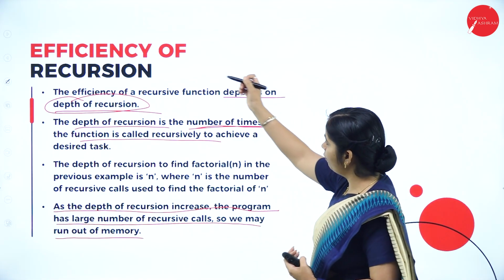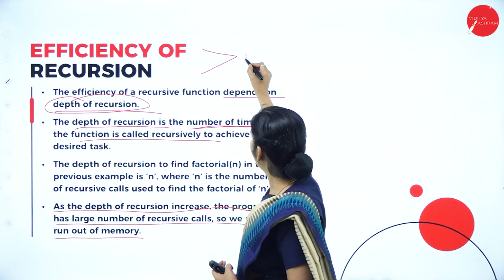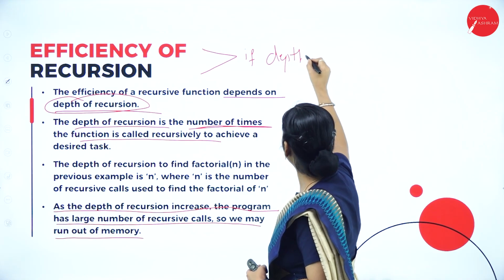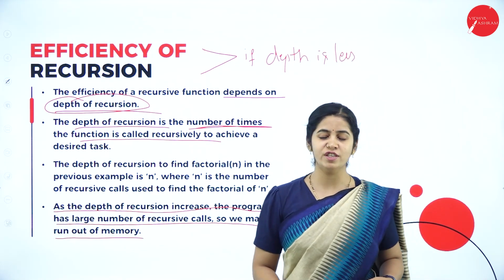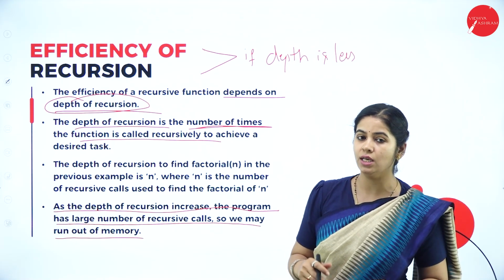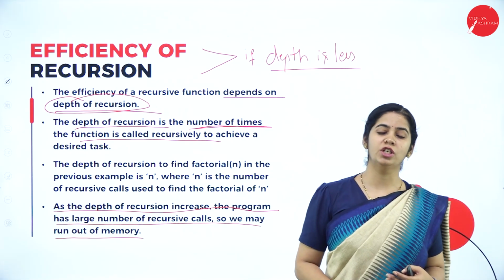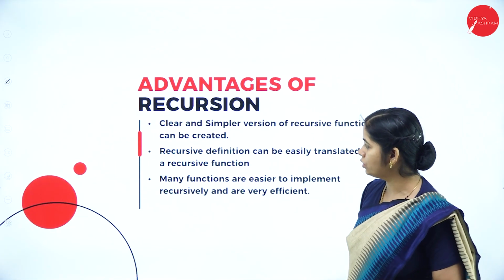So, the efficiency of the recursion is greater if the depth of the function is less. We can state this: efficiency of the recursive function is greater if the depth of the recursive function is less. So, that's what we have about the efficiency of the recursive function.